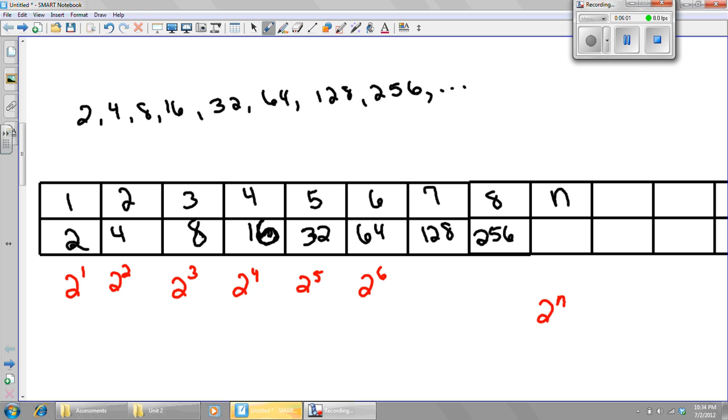64 would be 2 to the sixth, 128 to the seventh, 256 to the eighth. Well, when I get to the nth term, what will my formula be? It'll be 2 to the power n. And then once I know that, I could find whatever number I wanted.